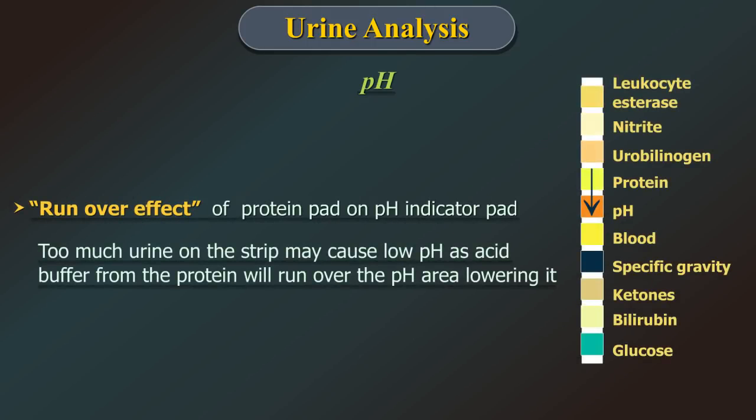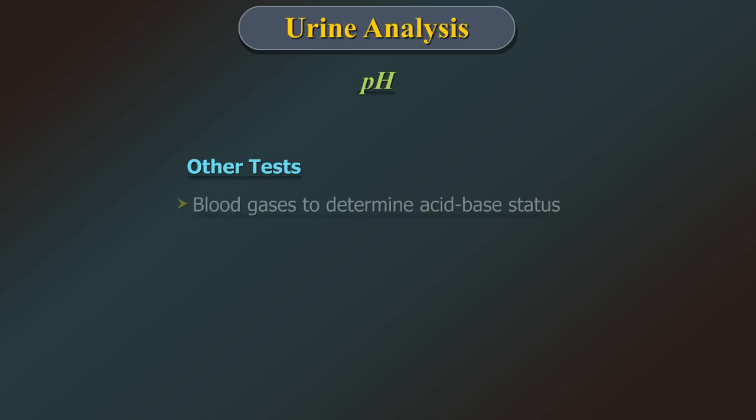The runover effect of protein pad on pH indicator pad. Too much urine on the strip may cause low pH as acid buffer from the protein will run over the pH area, lowering the pH levels. The other tests are blood gases to determine the acid-base status.